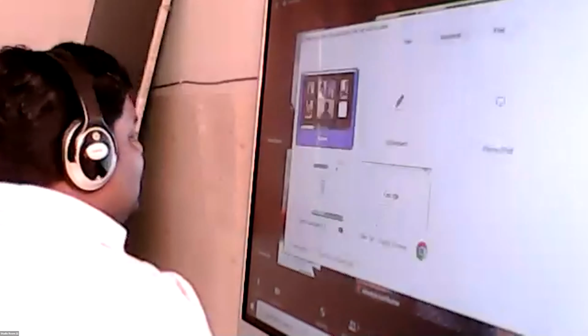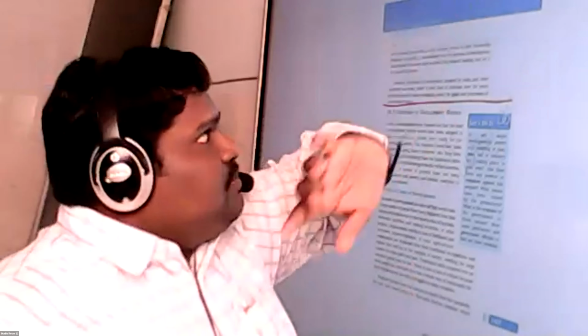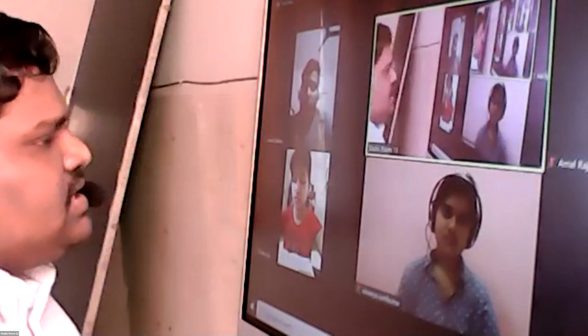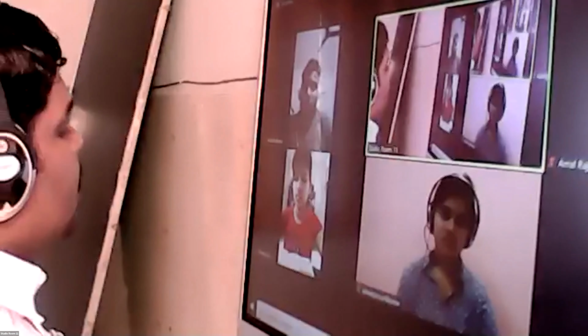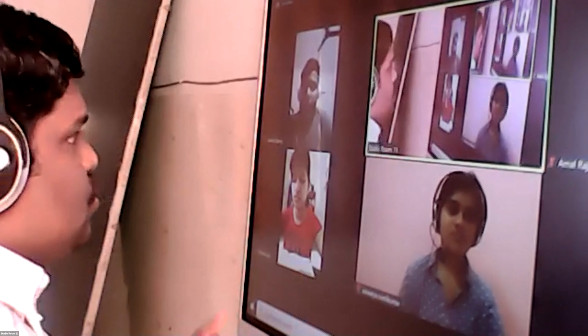Just understand that most of the technology we are using today is not Indian, but we cannot say that Indian technologies are bad. There are a number of things we invented that are still used by different countries, and they still queue up to purchase them. Find out about that. However, the model of development adopted by India and other countries has come under a great deal of criticism over the years, and this has led to some rethinking about the goals and process of development today. Simply speaking, to achieve development, cooperation with advanced countries is important, and we are moving towards development. So read the textbook clearly.